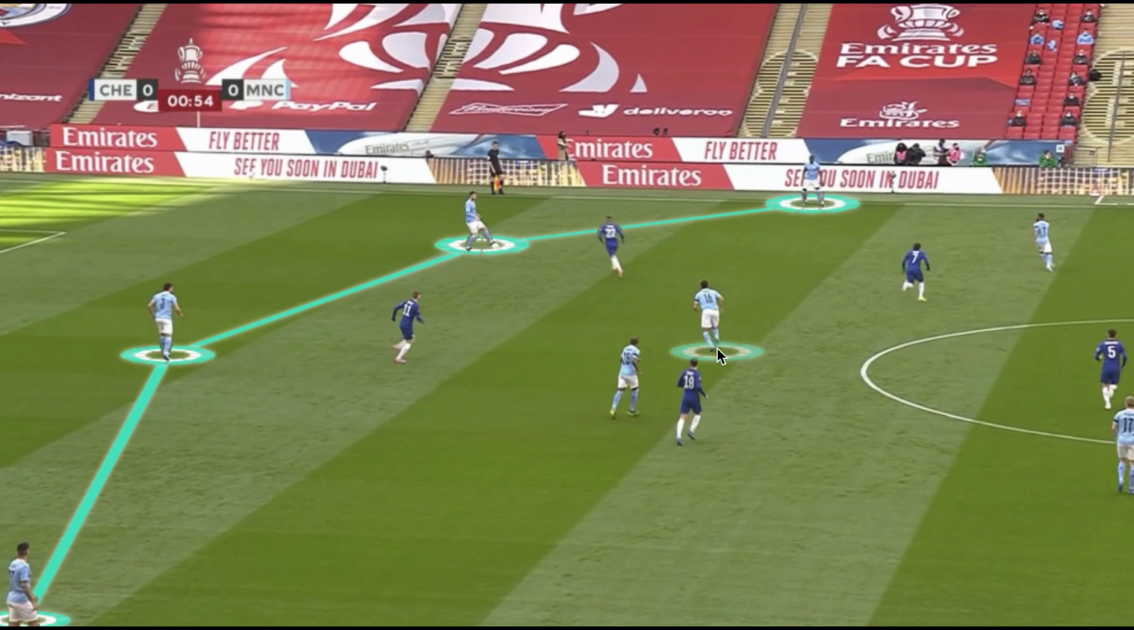And now with the double pivot of Fernandinho and Rodri, they would then connect the first and second line of their build-up structure to the advanced area, trying to create a more cohesive offensive structure that's ready for transition as well as aiding progression. Now we see the Chelsea side.